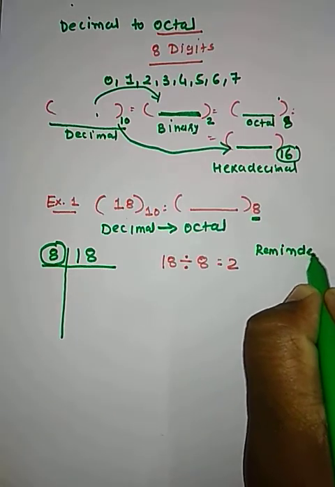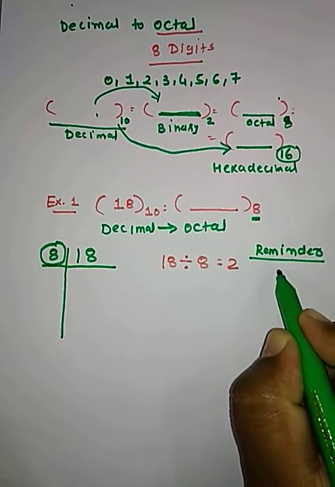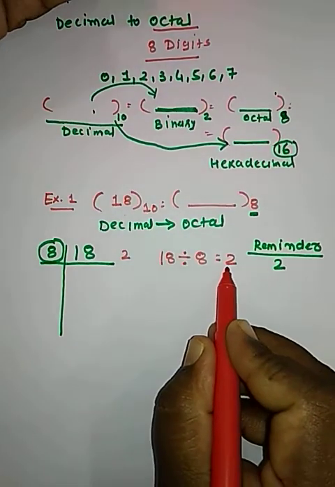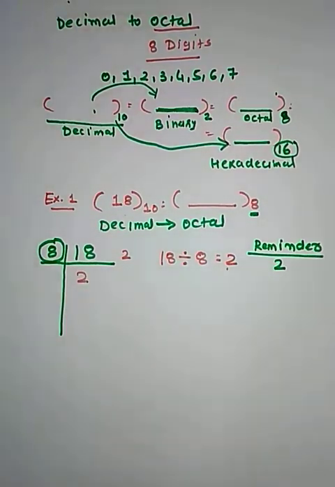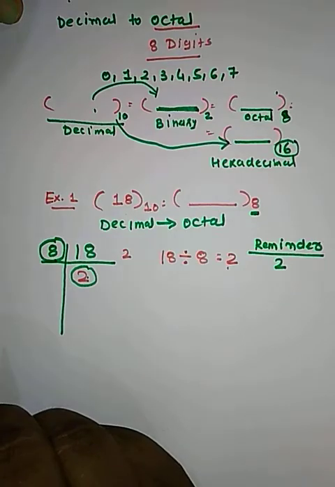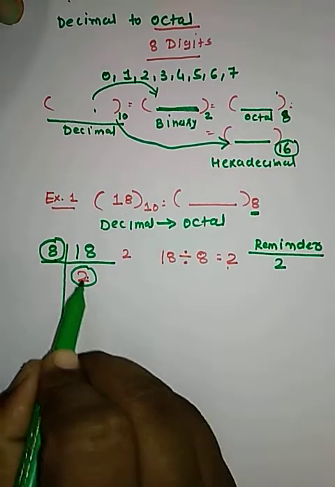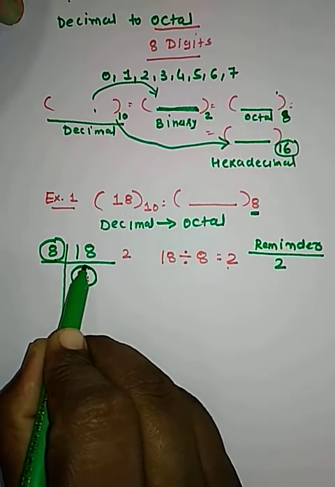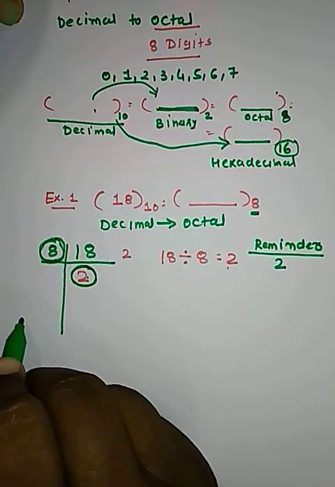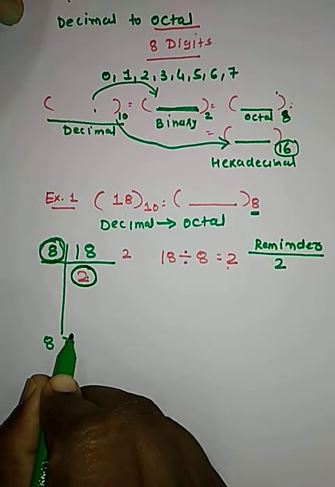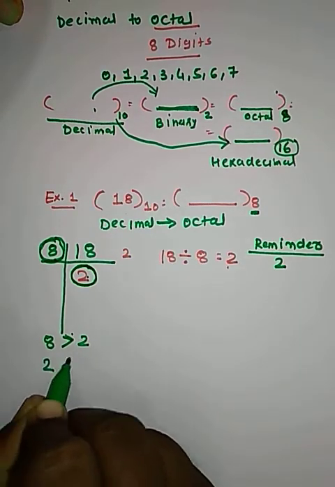વોટ ઇઝ ધ રિમાઇન્ડર? અહીંયા ખાસ તમારે રિમાઇન્ડરમાં જ ધ્યાન રાખવાનું છે. What is the remainder? It's a 2. Okay, this remainder is to be written here only. Okay, now see here, this 2 is written here. અહીંયા 2 લખવાના છે. Now see here, this 2 is less than 8. Okay, in binary conversion we have discussed where you have to stop when this number is less than this number. Okay, means 8 is greater than 2 or 2 is less than 8.